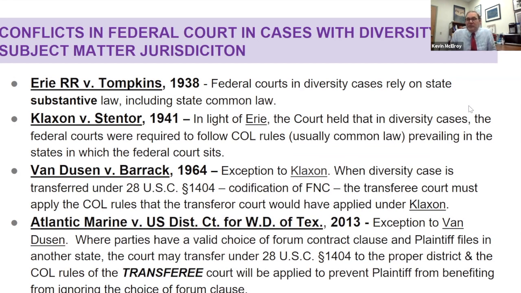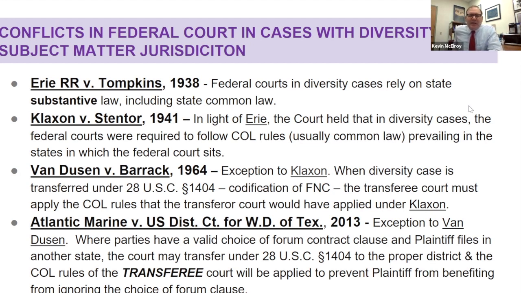Because 1404 says that a case can be transferred for forum non conveniens purposes to any other district in which it could have originally been brought or to which the parties consented. Now, in this type of case, where there is a valid forum selection clause, and the plaintiff just ignores it and files somewhere else, that's what happened here.